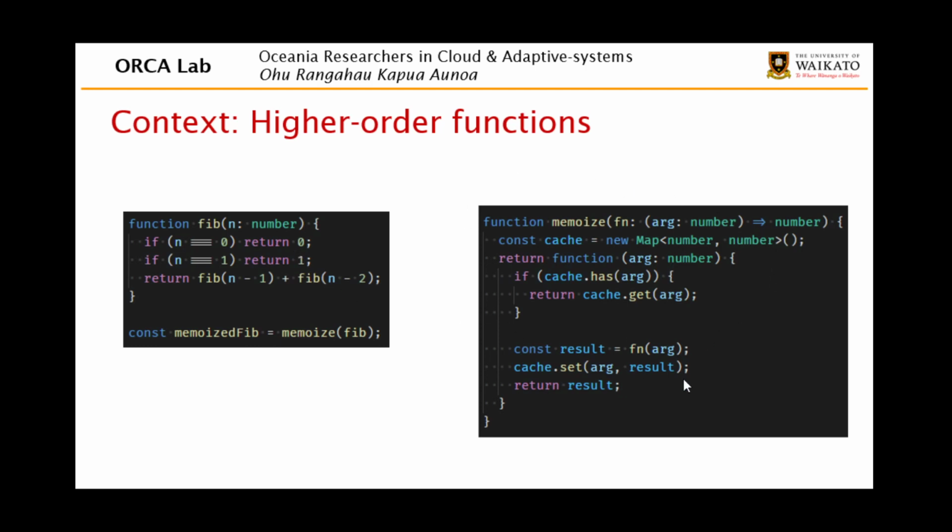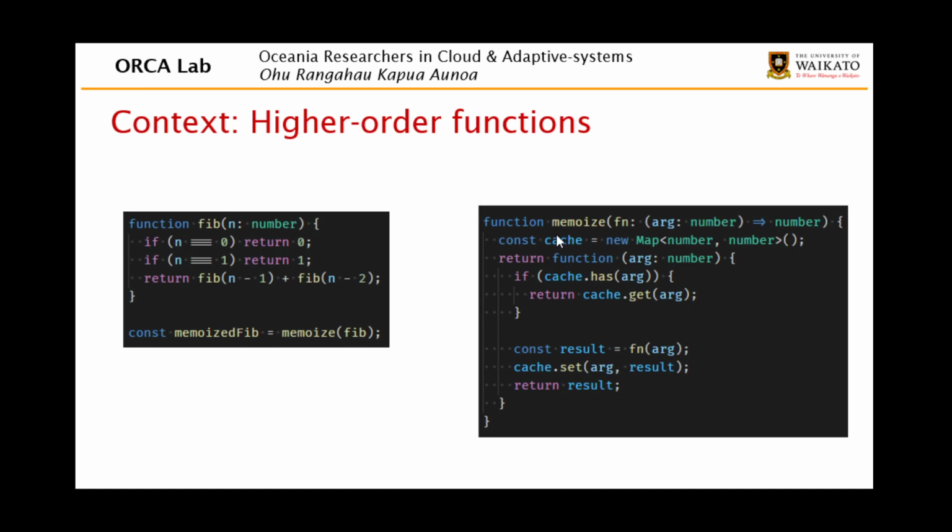So on the right here we have a function called memoize, and what's special about this is it takes in a function as a parameter and then returns a brand new function. And it adds that caching functionality to the function we passed in a reusable and composable way.